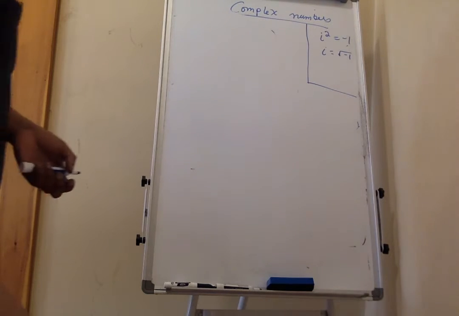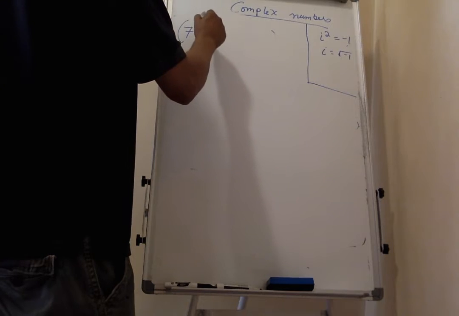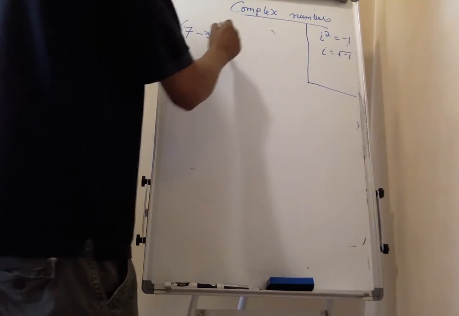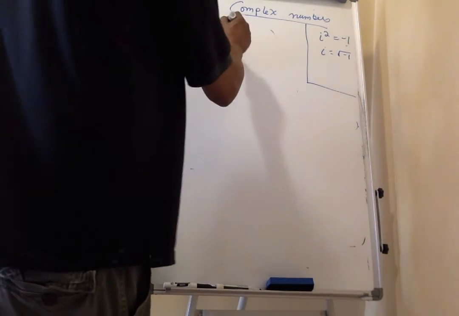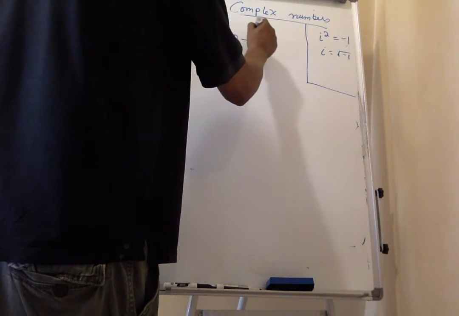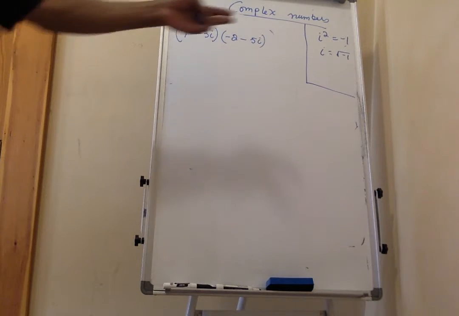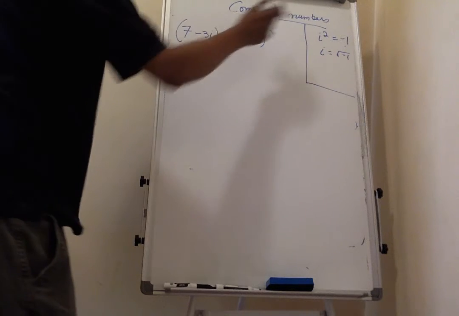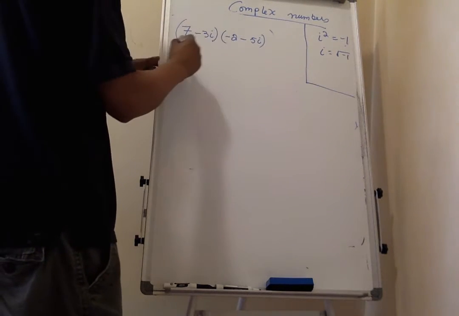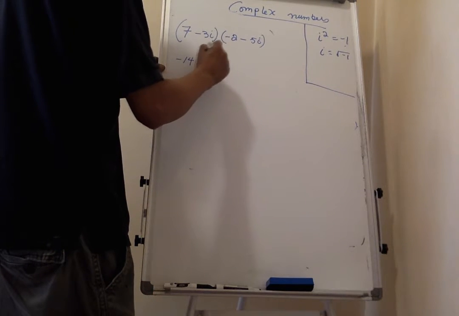Okay. Let me do, how about binomials, multiplying binomials. So you have 7 minus 3i, and you're going to multiply this by negative 2 minus 5i. Use FOIL. That's it. And then, you know, you're going to use one of the expressions, especially the i squared. Okay, so 7 times negative 2 is negative 14. 7 times negative 5 is negative 35i.